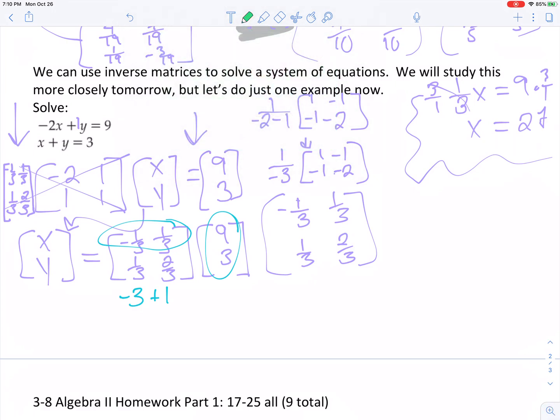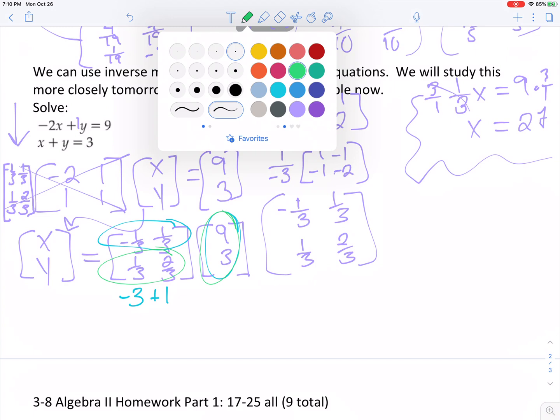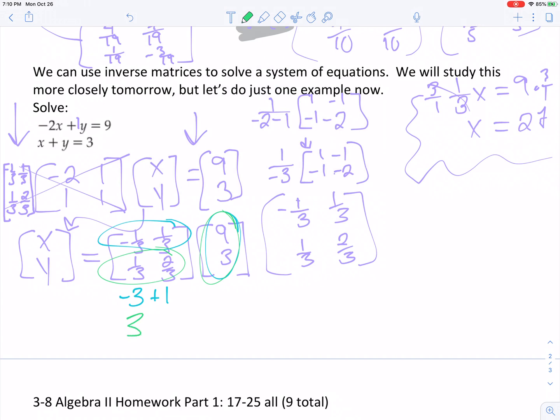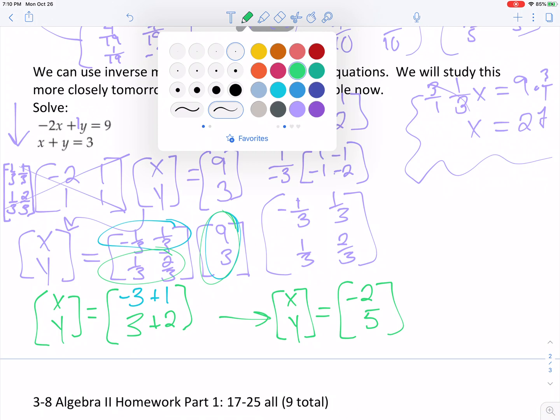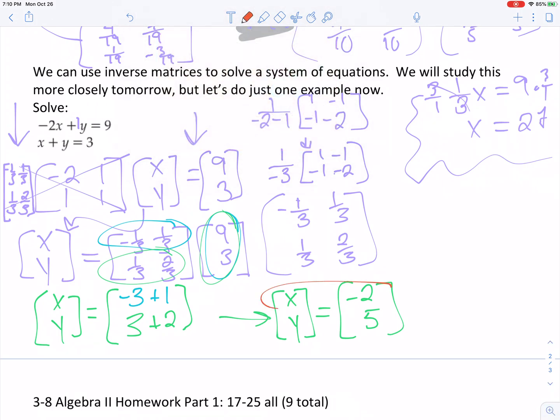Okay, then I'm going to do the other row and column. Second row, first column. So that'll be 1/3 times 9 is a +3, and 2/3 times 3 is 2. Go ahead and simplify that matrix. So -3 plus 1 is -2, and 3 plus 2 is 5. Okay, and this is an equation, so it equals the matrix x, y. And here's the cool thing. From there, it just matches up. X is -2, y is 5. So when I write my answer as a point, it's (-2, 5).